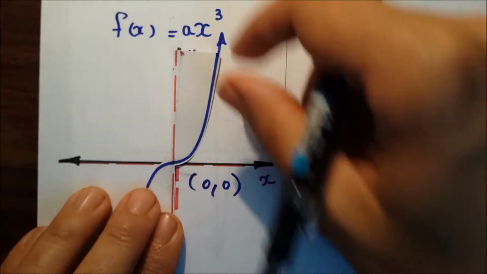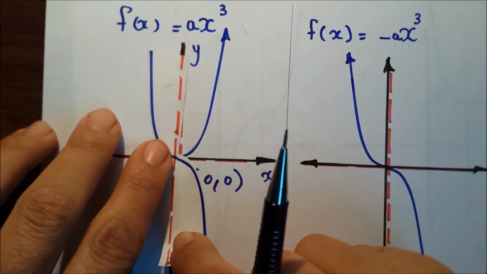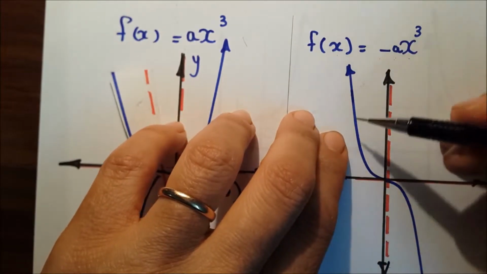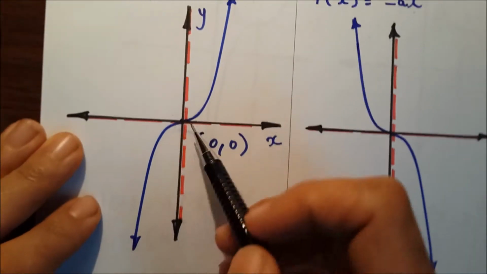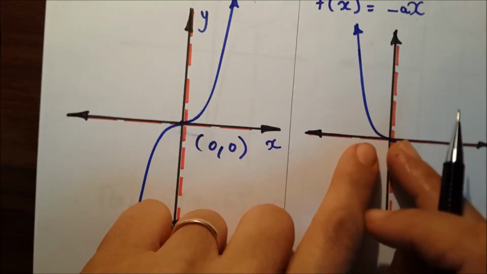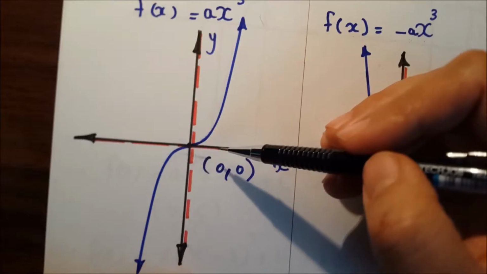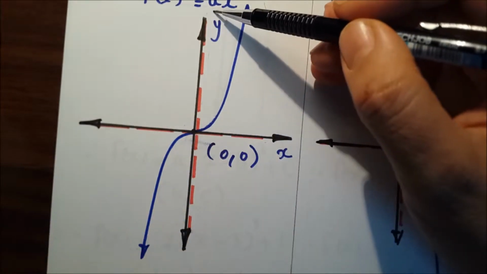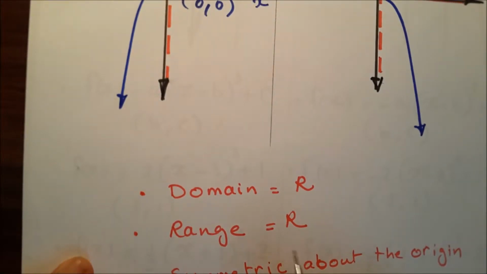If a is negative, the graph will be reflected across the x-axis to be in this shape or like this. So the two parts of the graph will be in the second quadrant and the fourth quadrant. This curve goes forever in both sides of the x-axis, so the domain is all real numbers. Similarly, the curve goes forever in both directions of the y-axis, so the range is also all real numbers.